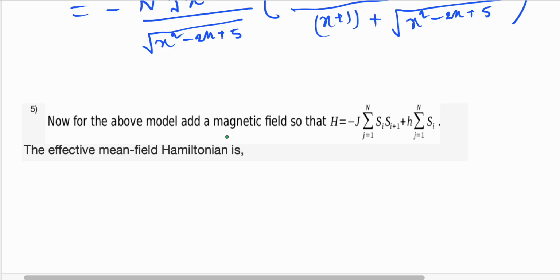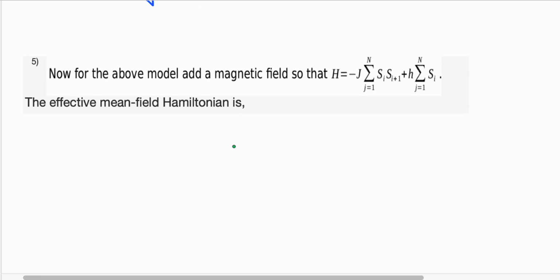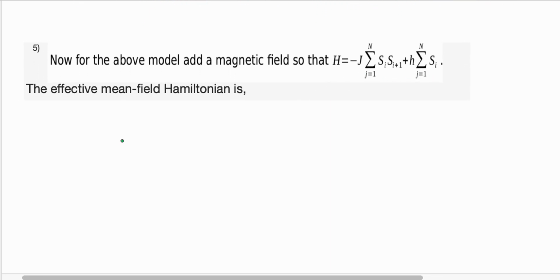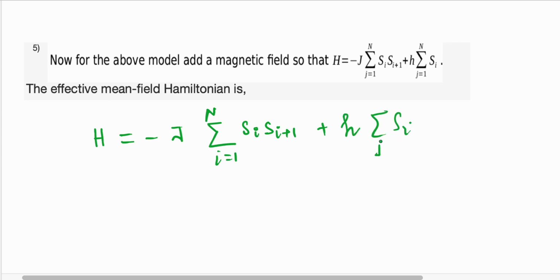Now for the above model, add a magnetic field. In the above system, we have added another magnetic field. Then it is asked what is the effective mean field Hamiltonian. So first write these terms. H equals minus J summation of i equals 1 to n, si si plus 1, plus h into summation of i equals 1 to n, si.